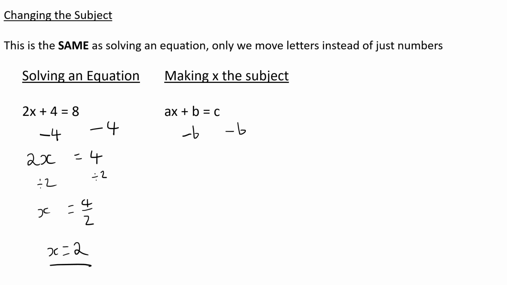In the formula, we first subtract b from both sides, leaving us with ax equals c take away b. Because c and b are different letters, I cannot simplify the left-hand side anymore. To get x on its own, I now need to divide both sides by a, which will leave me with an answer of x equals c minus b over a, and I cannot simplify that any further. I have now made x the subject of the formula.